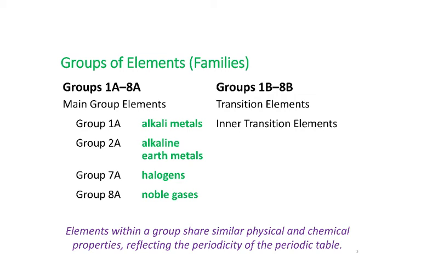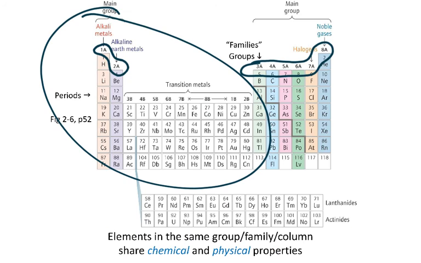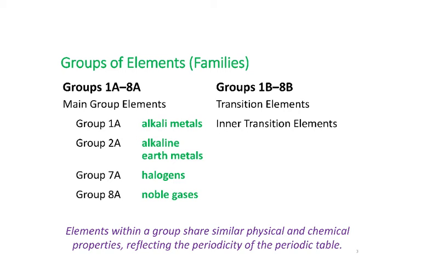In the middle, what we're calling the transition elements often are given group names with B designation. And so these are the transition elements, and the bottom 2 rows are called the inner transition elements. And again, elements within a group share similar physical and chemical properties. And this reflects the periodicity of the periodic table, right? So periodic means repeating in a regular pattern.